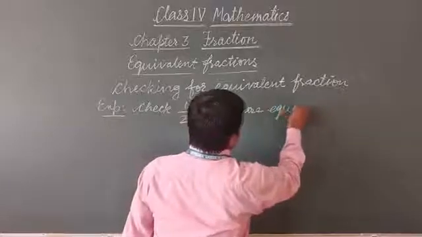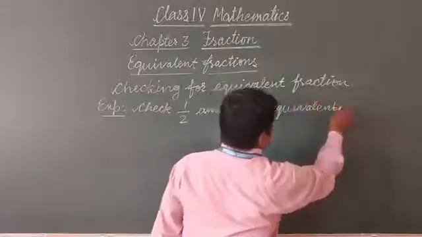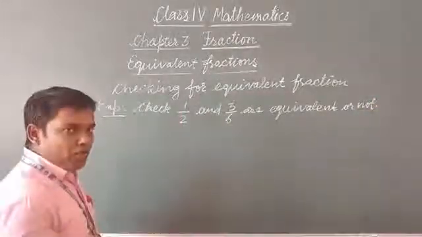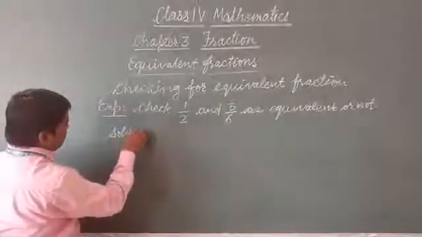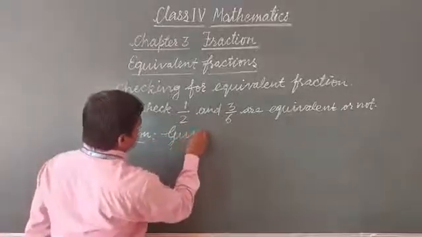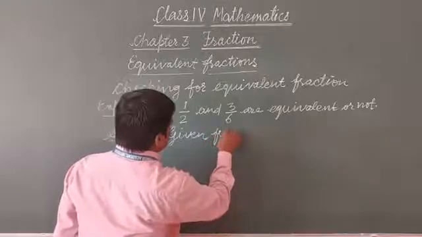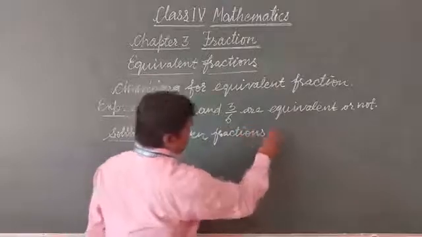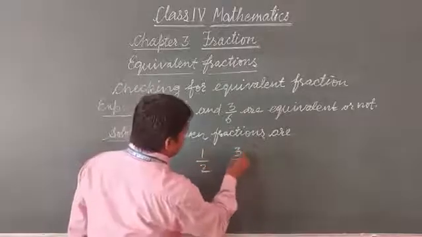We have to check whether the given two fractions are equivalent fractions or not. So we write the solution here. Solution. Given fractions are 1 by 2, and here we write 3 by 6.